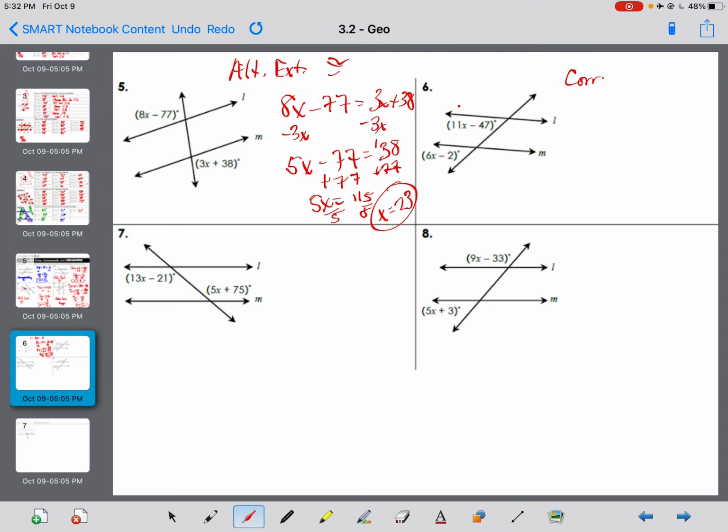Now, number 6, those are corresponding. Corresponding angles are congruent. So 11x minus 47 equals 6x minus 2. Move the x's to the one side. Add 47.